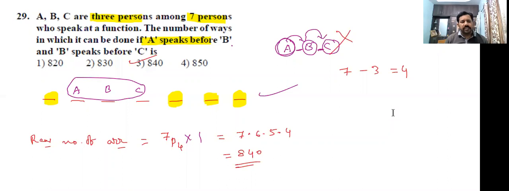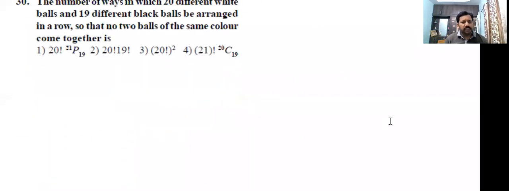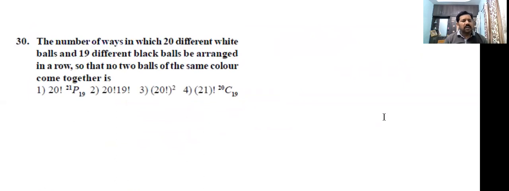In the previous class, we completed level 1, 29 problems. Now I am going to start from the 30th question onwards. Read the 30th question, what they have given.